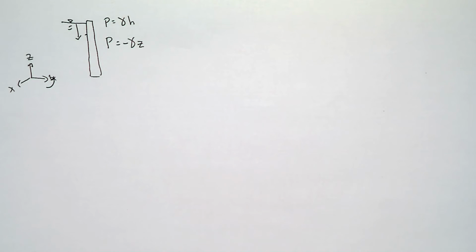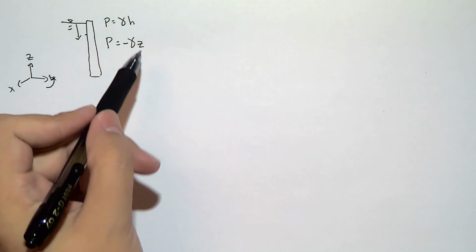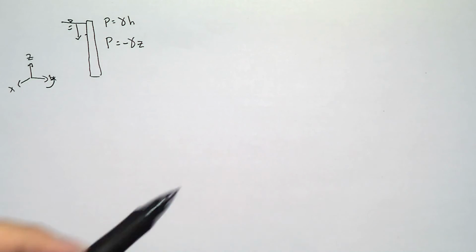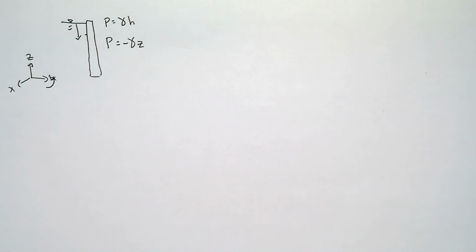Now, believe it or not, this is a function. Even though it varies only on this z term, we can simply express this as a function of gamma z plus 0x plus 0y, because there is no variation in the x and y direction. And when you look at it, what you have is a field of pressure. Pressure that changes as you move through space.